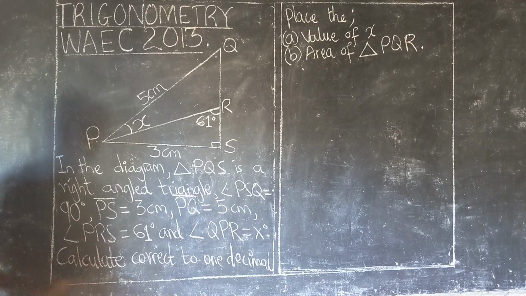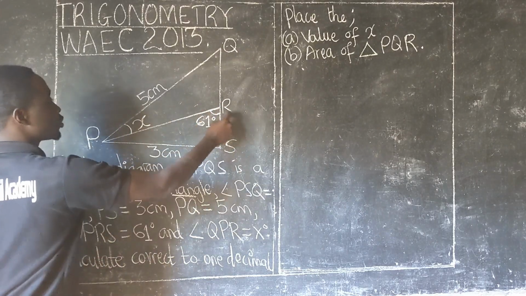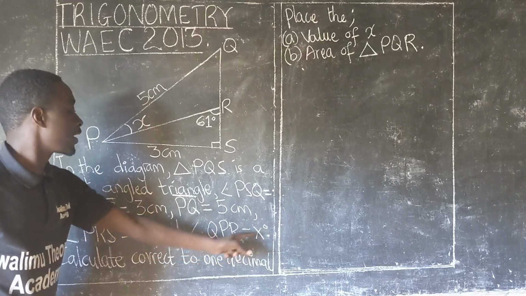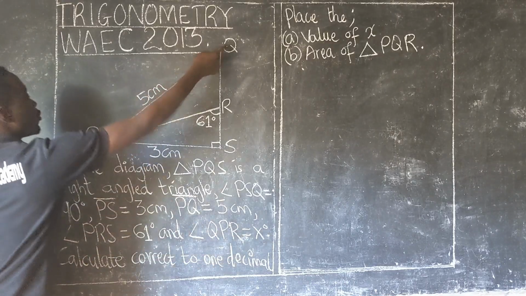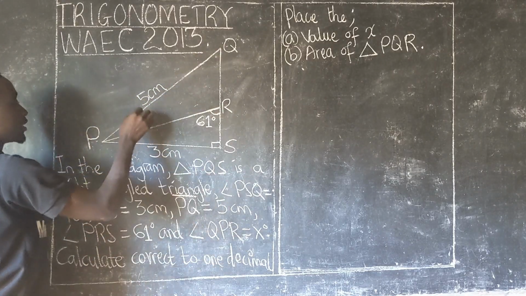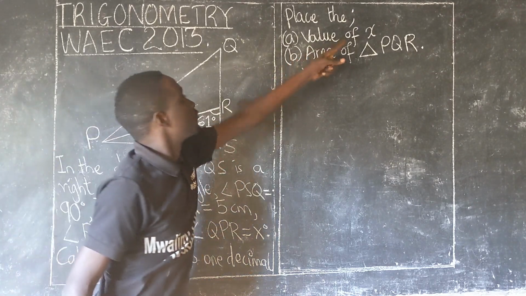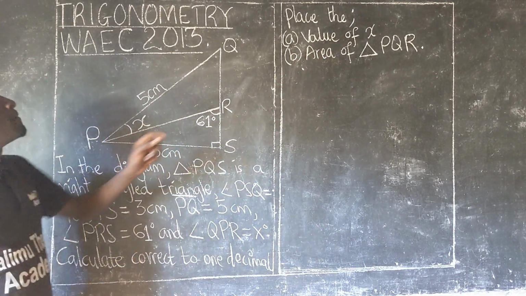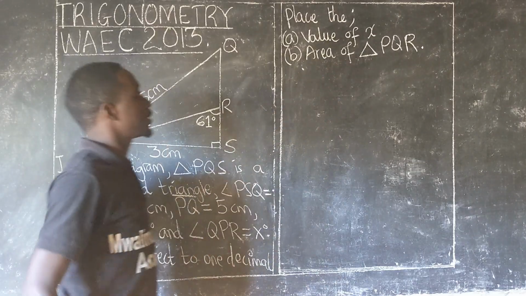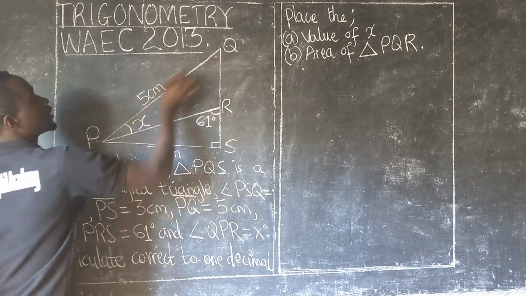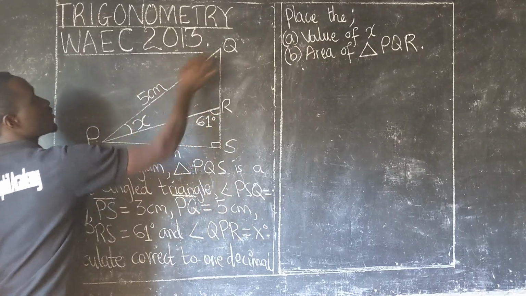Angle PRS, this one, is 61 degrees, and angle QPR is x degrees. Calculate, correct to one decimal place, the value of x. It means this angle. B, the area of triangle PQR, this upper triangle at the top.